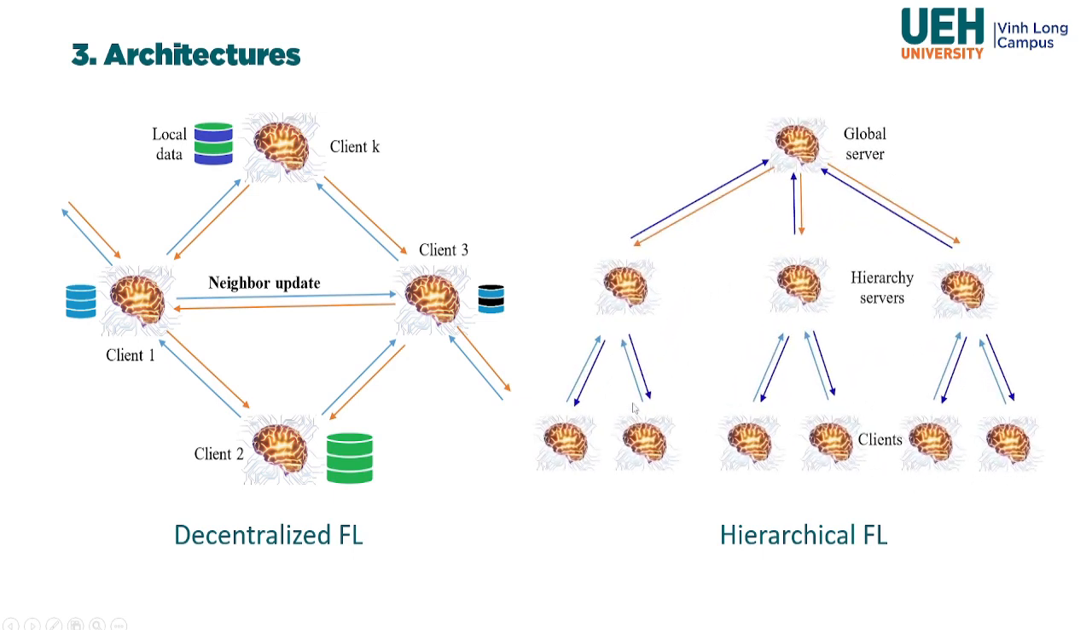Another architecture is hierarchical, or what we call tree. It is the combination of centralized federated learning and decentralized federated learning. So hierarchical federated learning is known to solve heterogeneous data and the high communication cost of the whole system.